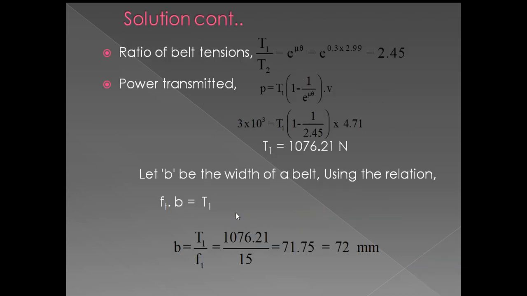Now the ratio of belt tensions T1 by T2 equal to e power mu theta. We know the value of mu, that is 0.3, and theta is 2.99 radians. So e power 0.3 into 2.99 equal to 2.45 is the ratio of belt tensions T1 by T2.